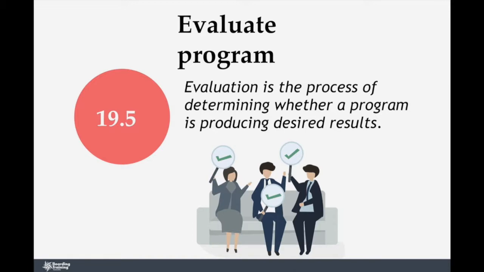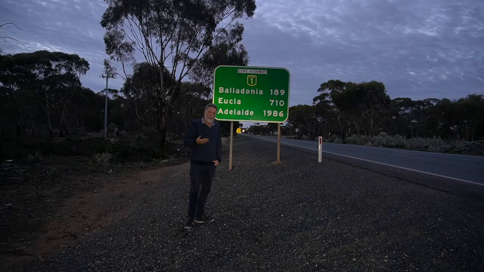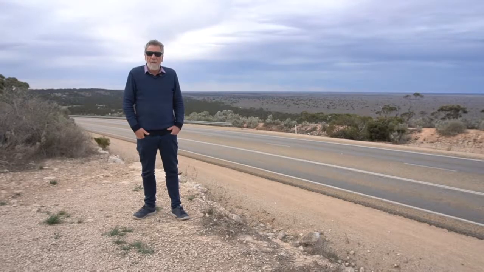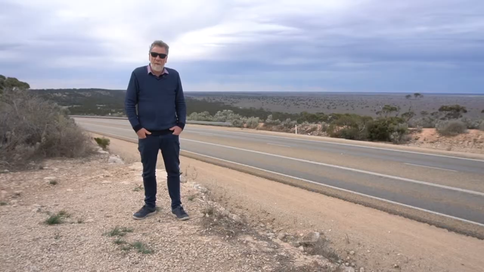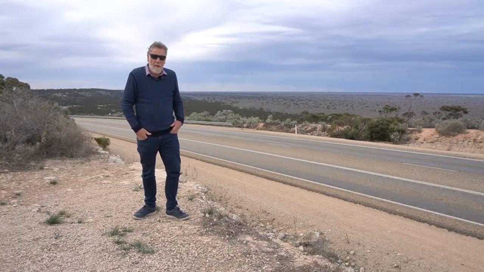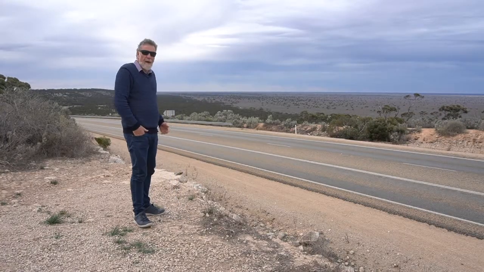Evaluation is about finding out whether or not a program is achieving what it set out to do. Is it achieving our goals or objectives? The purpose of evaluation is to know if a program is achieving its objectives, to monitor a program, to collect data from a program so you can make adjustments if you need to, and to judge a program's overall results. And down here we have the Majura Pass.